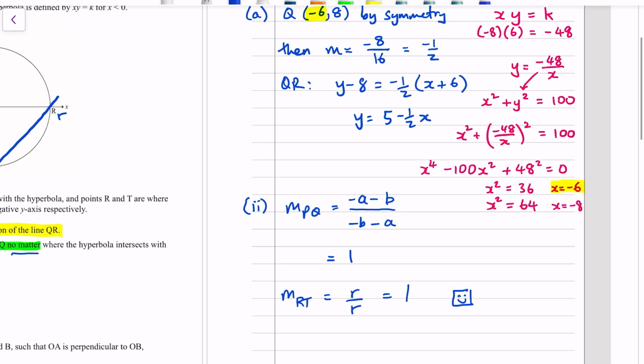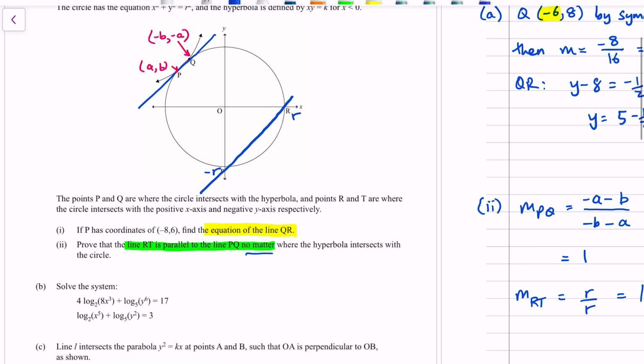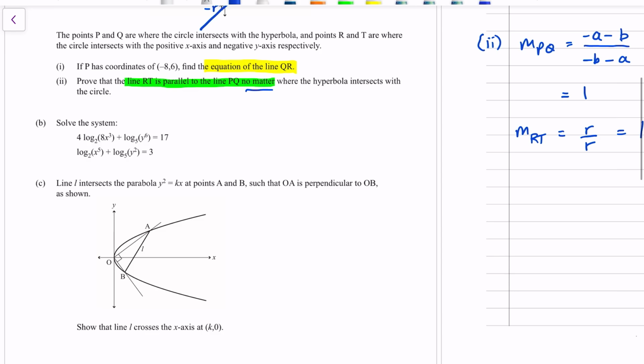We don't need anything more than that because we've argued that there is symmetry. You could be maybe a little bit more defined around the symmetry and say it's the line y equals minus x, as I discussed. Okay, part B, solve the system of equations.